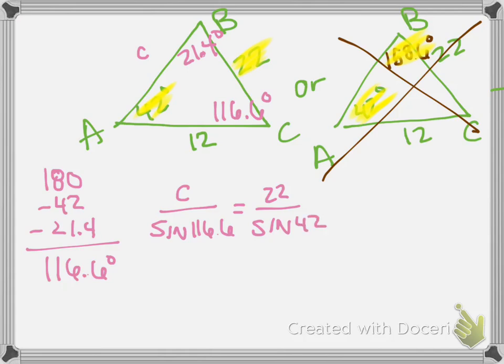And we solve this the same way we've been solving everything else. In order to get C all by itself, I have to multiply by the sine of 116.6, which is going to cancel out. On the other side, I multiply by the sine of 116.6. And when I plug that into my calculator, which I'm sure you're doing right now, I get C equals... Are you guys taking the time to plug it in, or are you just using my work? Put it in your calculator.